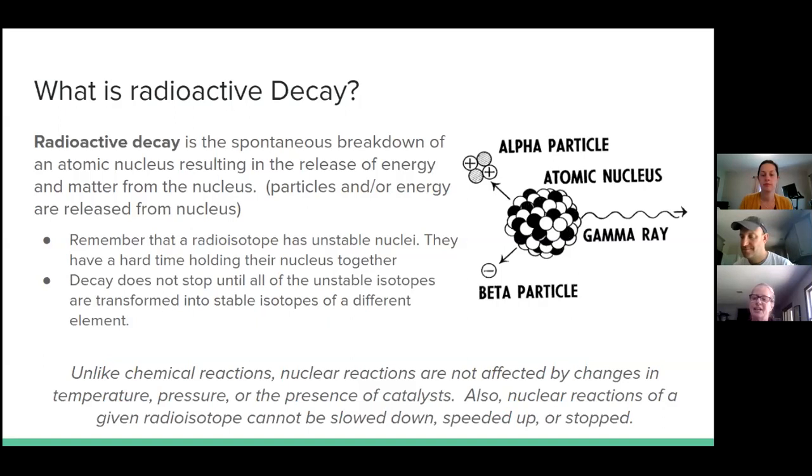And so what you're going to get is a release of particles and/or energy from the nucleus when it decays. So you're going to see here, there's the nucleus, and it's showing 3 different types of emissions, meaning things leaving the nucleus when it decays. This is called an alpha particle, this is called a beta particle, and this is energy, the gamma ray. So they have unstable nuclei that can't really keep it together, and so pieces and energy are going to come apart.